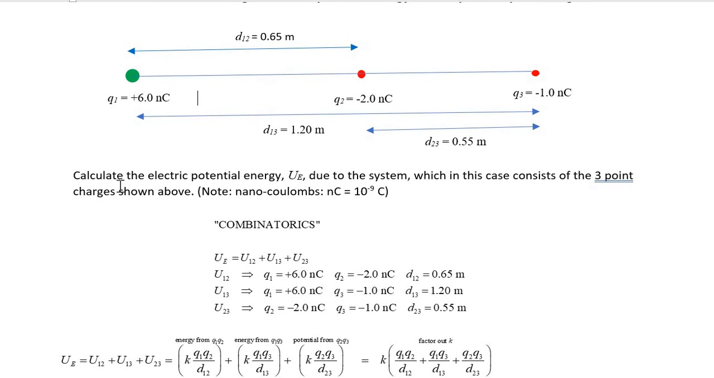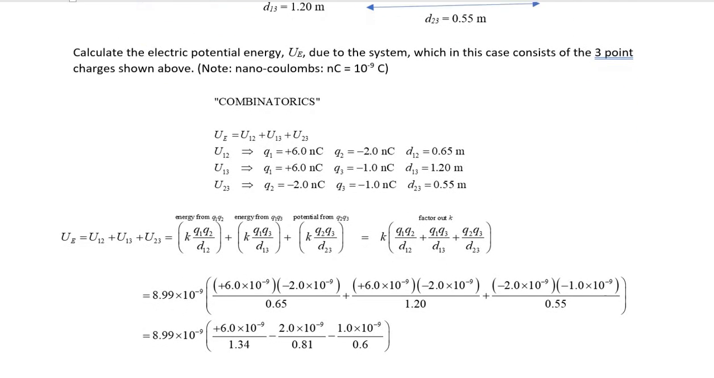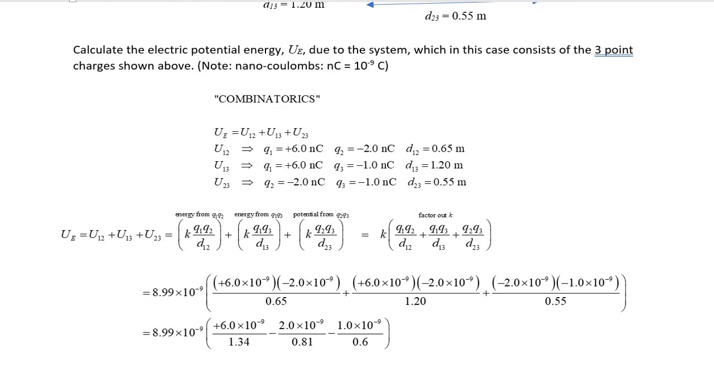Okay, so let's read the problem. Calculate the electric potential energy due to the system, which in this case consists of the 3 point charges shown above. Note, a nanocoulomb is 10 to the minus 9 coulomb. Okay, now, by the way, if you see any typos or anything, let me know.